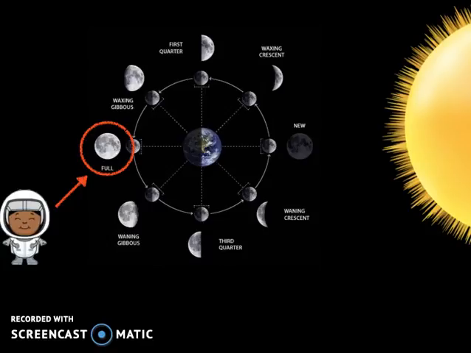During the full moon phase, the moon is on one side of the Earth and the sun is on the other. The sun illuminates the half of the moon that faces the Earth directly, and the moon looks to us like a full round circle.